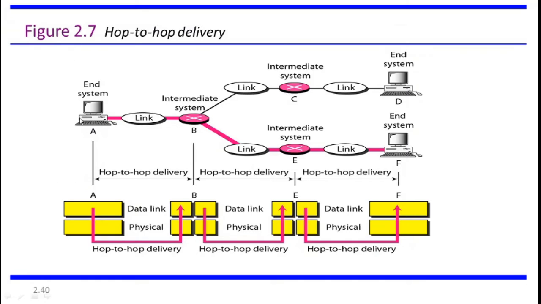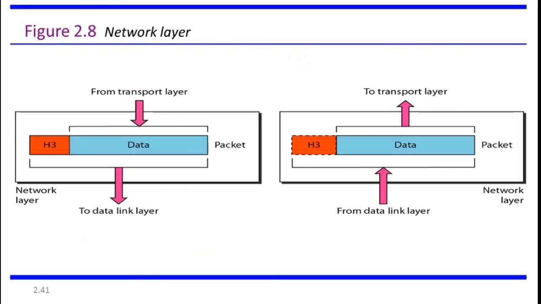So hop to hop delivery: from the end system, it sends the data to the intermediate system where it gets verified until the router phase, then it is redirected, routed to the next intermediate system router, and there again it goes only up to the data link layer. It is identified as belonging to a particular physical address, so the physical address alone is reframed and the new frame reaches the final end system where it has to reach. So this is called hop to hop delivery.